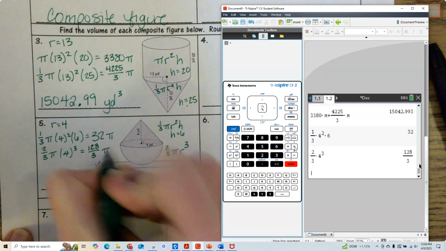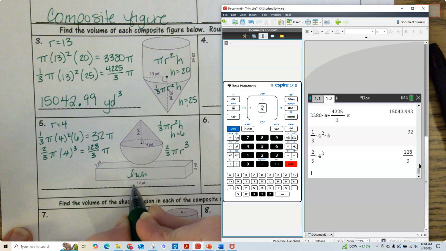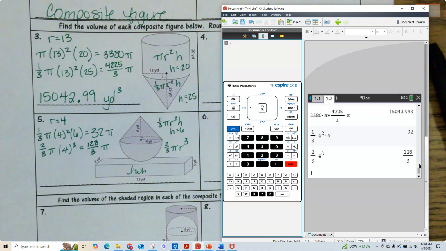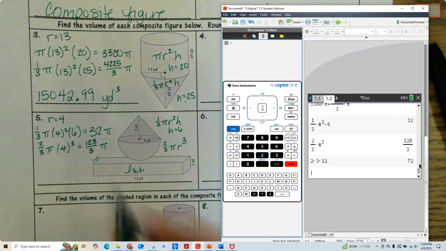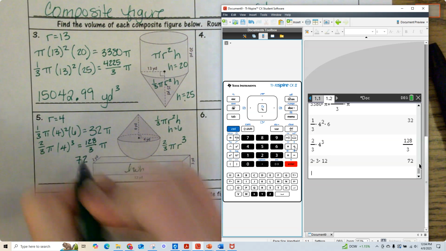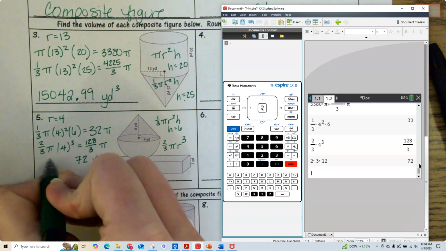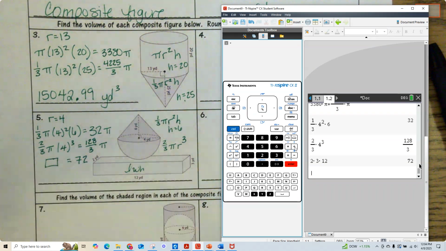128/3 pi. And then this one's easy. Length times width times height. So 2, I'm just going to do it all on the calculator. 2 times 3 times 12 is 72. I'm just going to do rectangle. Rectangle equals 72.